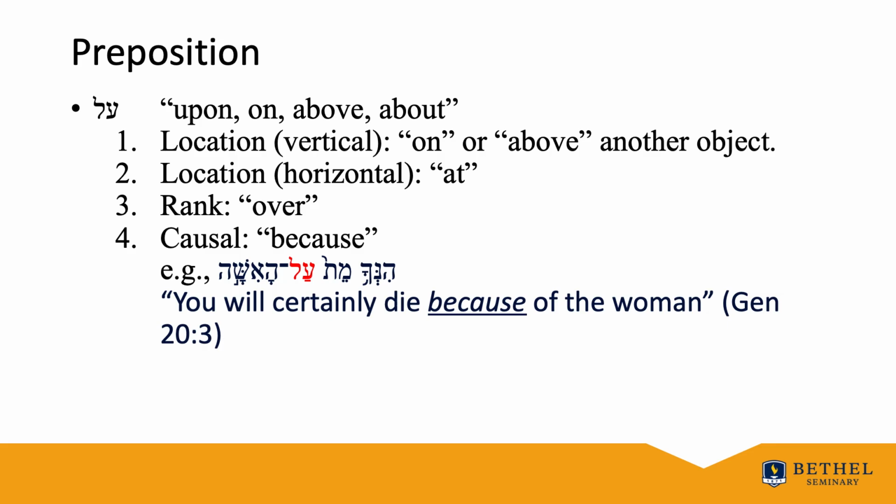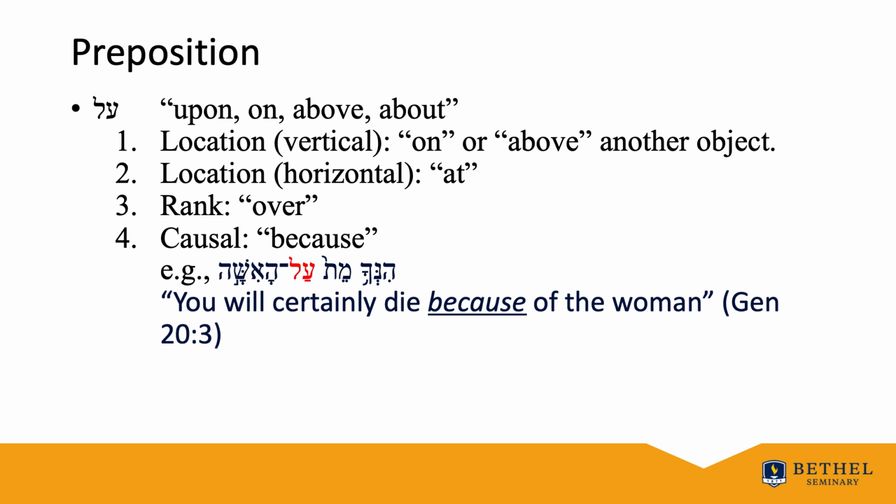A tricky way to translate al is the causal way. In this one, it's usually translated as because. In Genesis 20, verse 3, we read, Hinecha met al ha'isha. Behold, you will certainly die al, not on, but here because, it's giving a cause, al ha'isha, because of the woman.